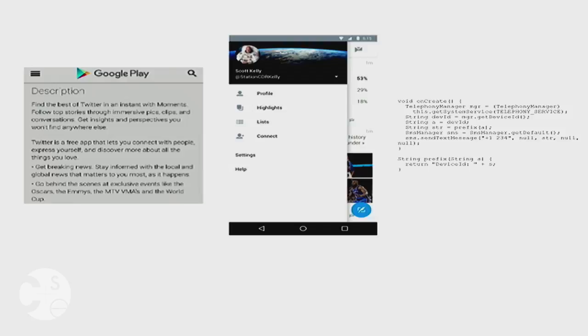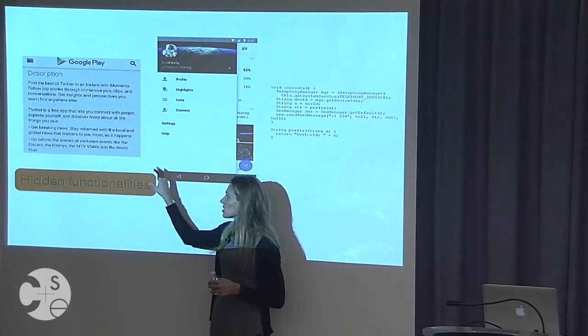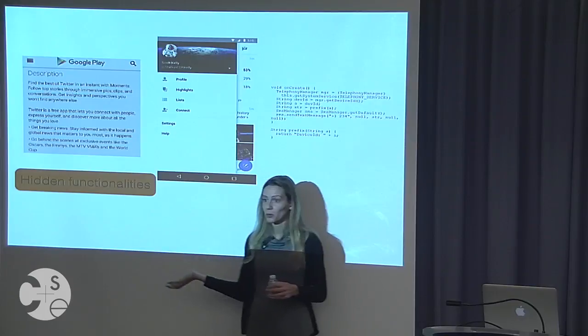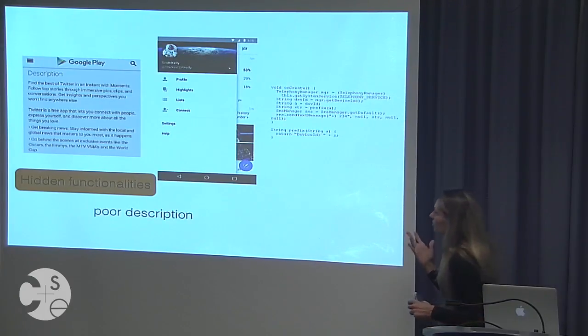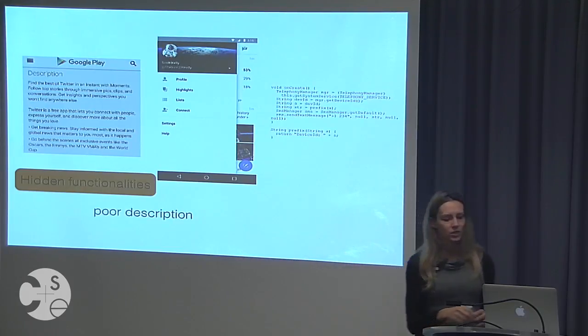As I just said, in the previous works, we just focused on two artifacts, the description and the code, and we tried to figure out whether the two things were matching. But there is another thing that is also interesting and could be analyzed, and it's the user interface of an application. If we look at these two elements, the description and the user interface, and we compare the two, what we might identify is that there are some hidden functionalities. So some things that are in the application but are not properly described in the description. Somehow, what we might identify is problems in the description, so identify when an application is poorly described.